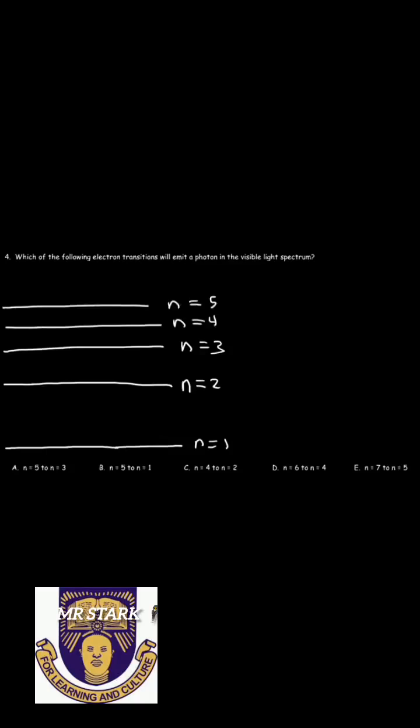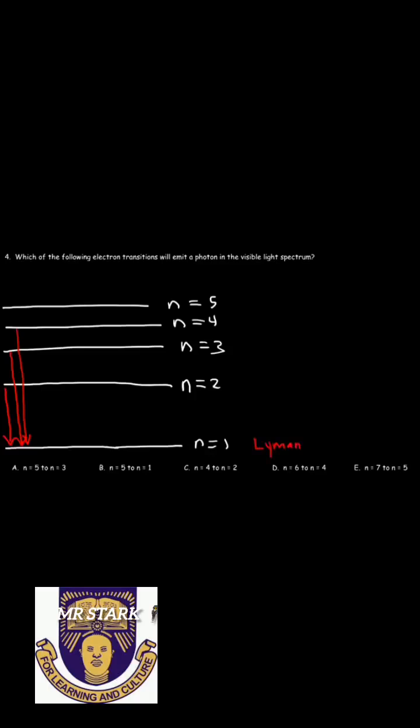Now, anytime an electron falls to the first energy level, it can go from 2 to 1, from 3 to 1, 4 to 1, or 5 to 1. The final energy level has to be 1. Anytime it falls to the first energy level, this is known as the Lyman series.